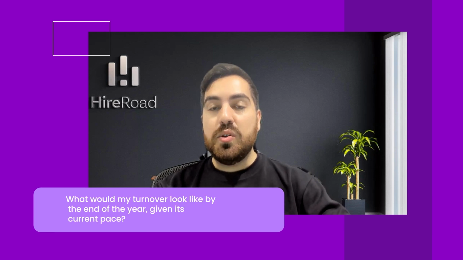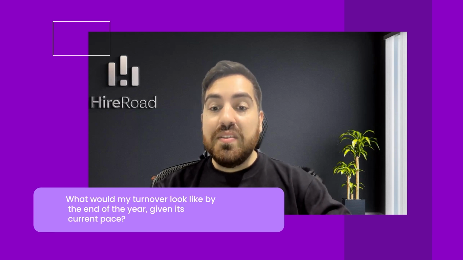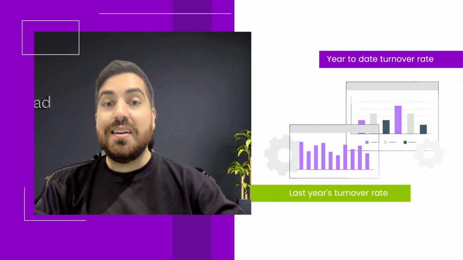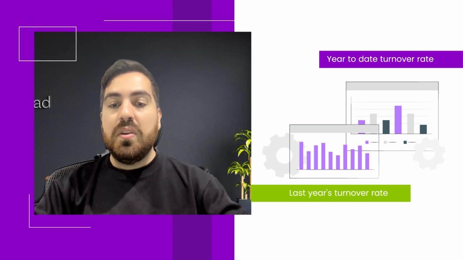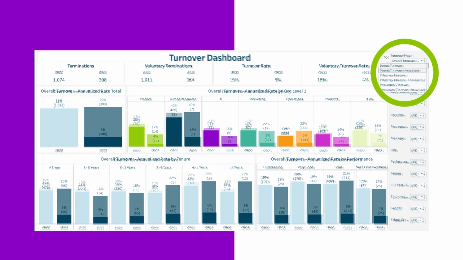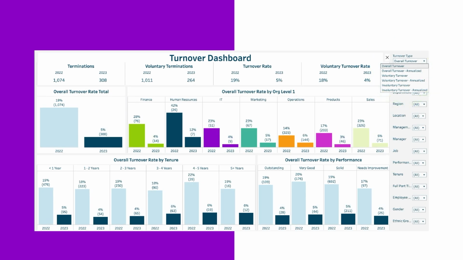The reason why annualized rates are so useful is because they answer the question, what would my turnover look like by the end of the year, given its current pace? So let's say you want to compare your year-to-date turnover rate against last year's turnover rate. Your year-to-date turnover rate is going to give the impression that you're trending lower, but this is misleading since the year hasn't fully completed yet, and there likely will be more terminations in the coming months. So by annualizing your year-to-date turnover rate, you can get a good estimate of how your turnover will look at the end of the year, given its current pace.